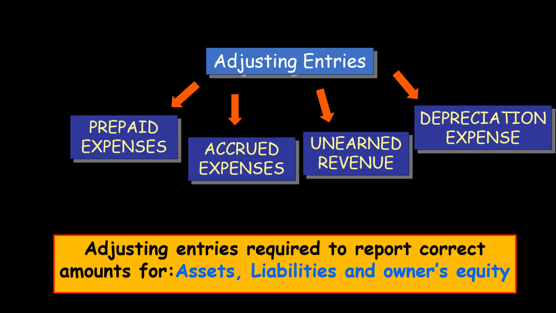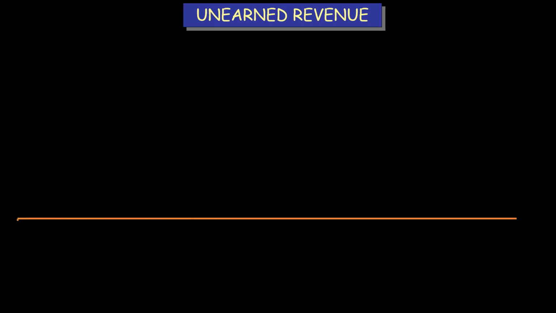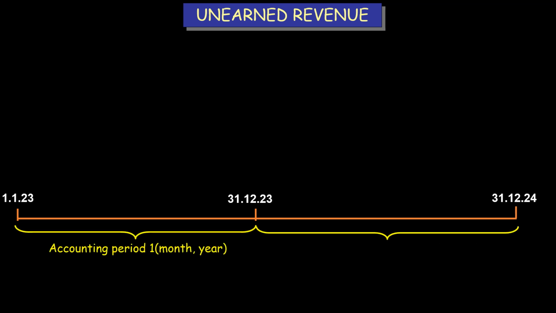In today's video, we are going to talk about unearned revenue. Now, this line represents the life of a business. The life of a business is divided into periods, and we call those accounting periods. So you have accounting period 1, 2, 3, and on and on. Each period is 1 year long, and a business keeps track of whatever happens in the business for that period and then prepares financial statements at the end of the period.